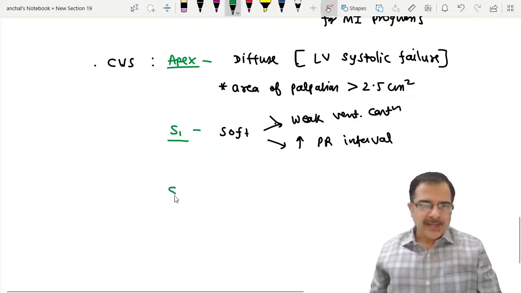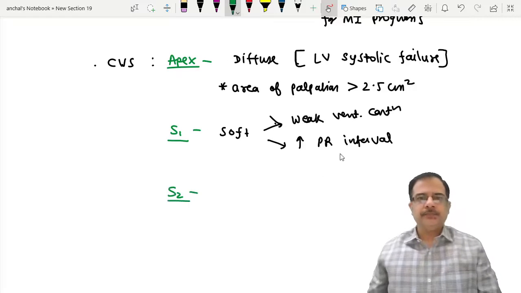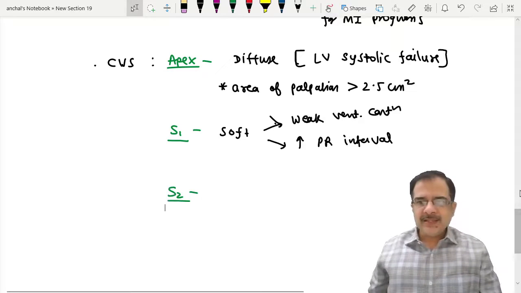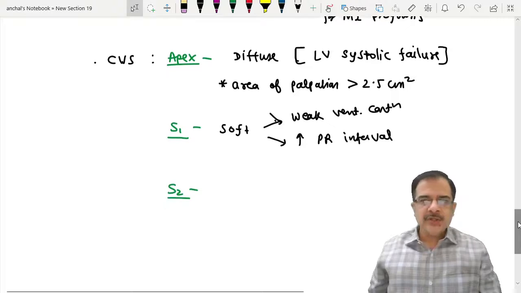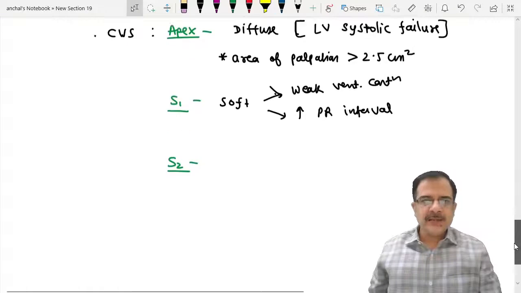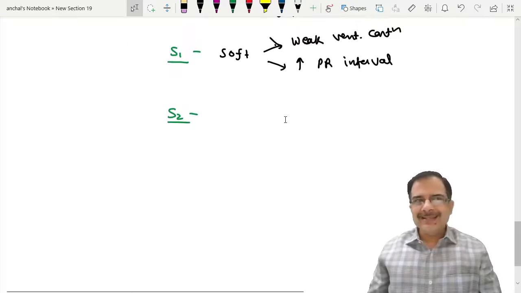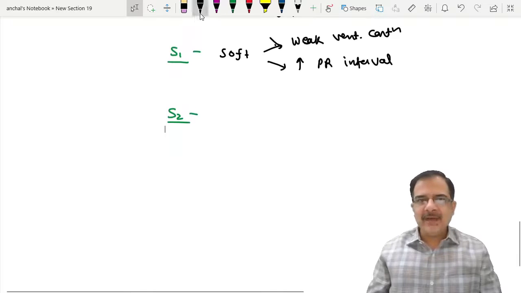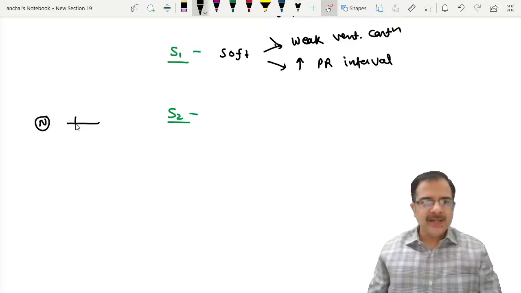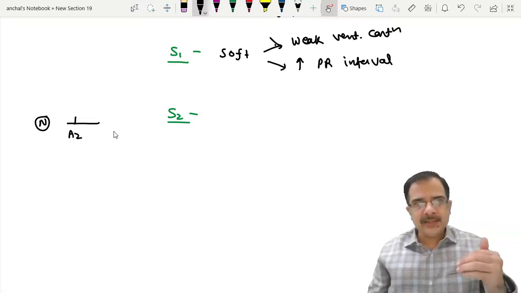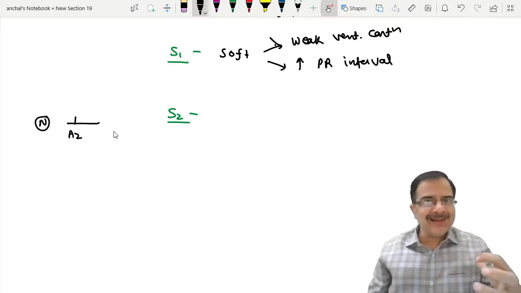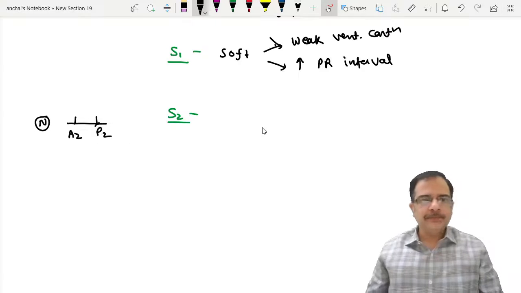Now come to the S2. S2 is basically the heart sound due to closure of the semilunar valve as soon as the ventricles have done the ejection. So the normal S2 split is like this: first the aortic valve closes, because the left ventricle does its ejection earlier than the right ventricle. So A2 comes first, followed by P2.